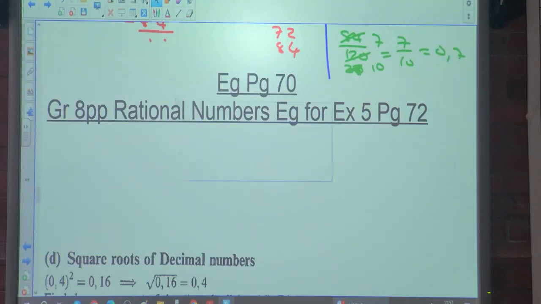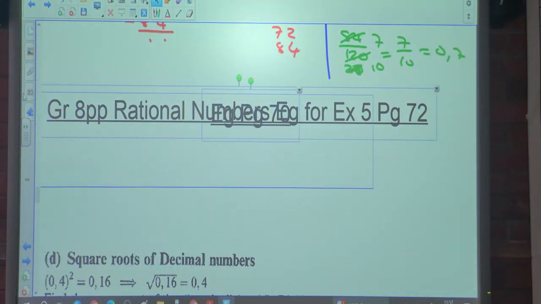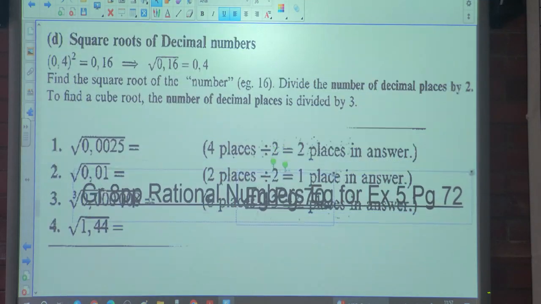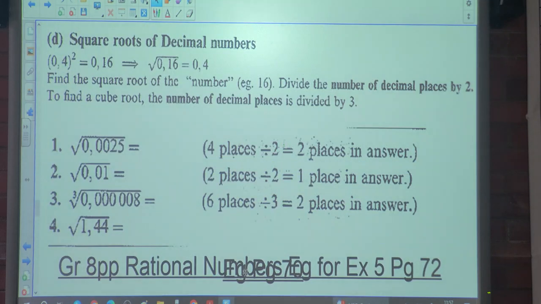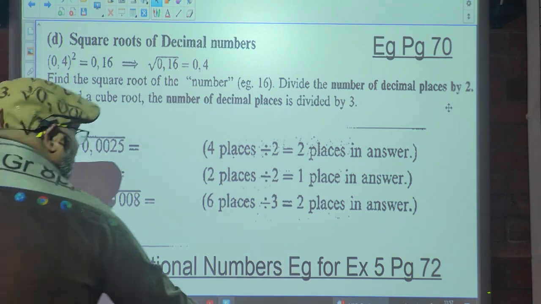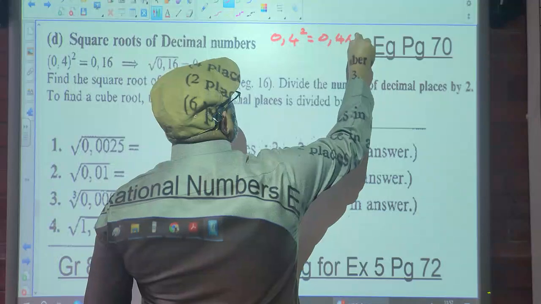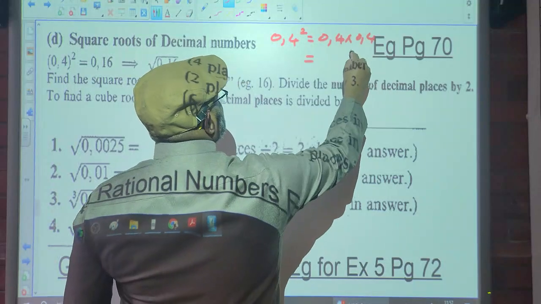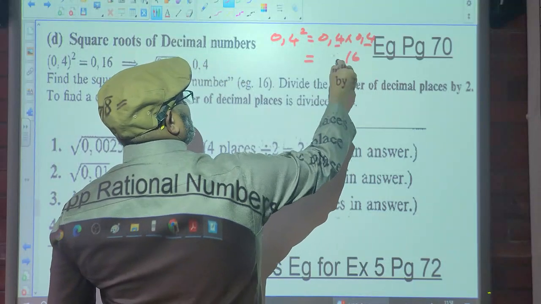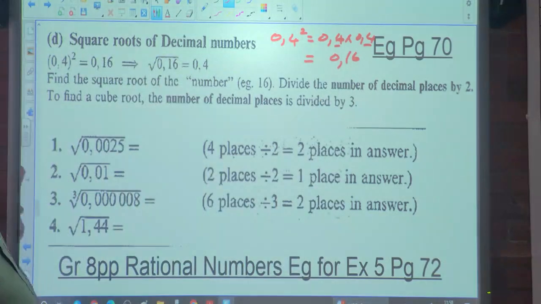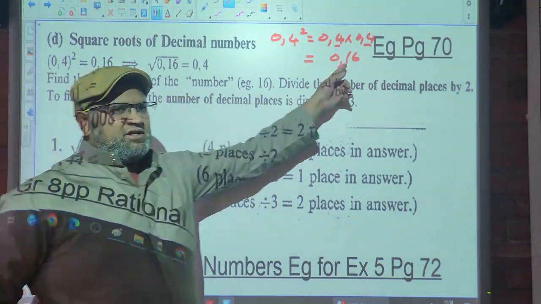Okay. Let's do the next one. So now we're looking at square roots of decimal numbers. Again, this we have done in the first step. Okay. So 0,4 squared is 0,16. Why? Because 0,4 squared is 0,4 times 0,4. 4 times 4 is 16, and there are 2 digits after the comma. You see that? So what is the square root of 0,16?